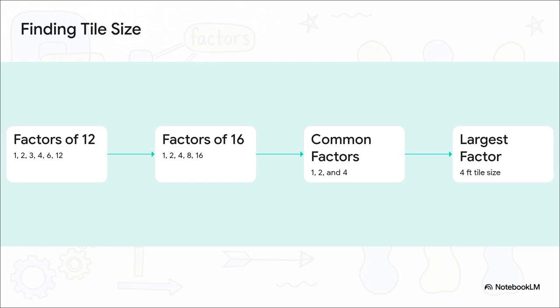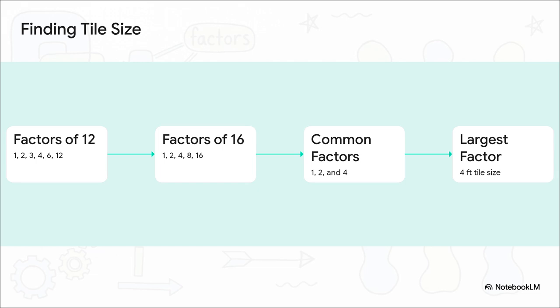But wait, the tiles also have to fit perfectly along the 16-foot length, which means the side also has to be a factor of 16. Step 2 shows us those factors, 1, 2, 4, 8, and 16. Okay, so look at step 3. What are the common factors here? The numbers that show up in both lists are 1, 2, and 4. This means Samiksha could use 1-foot tiles, 2-foot tiles, or 4-foot tiles, and any of those would fit perfectly without her needing to cut a single one.